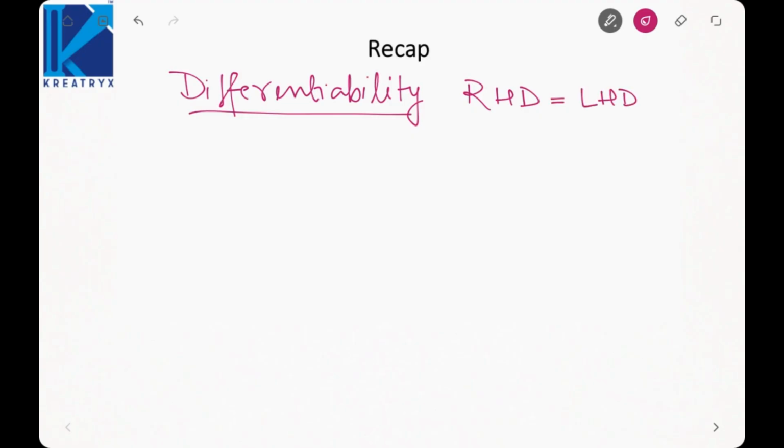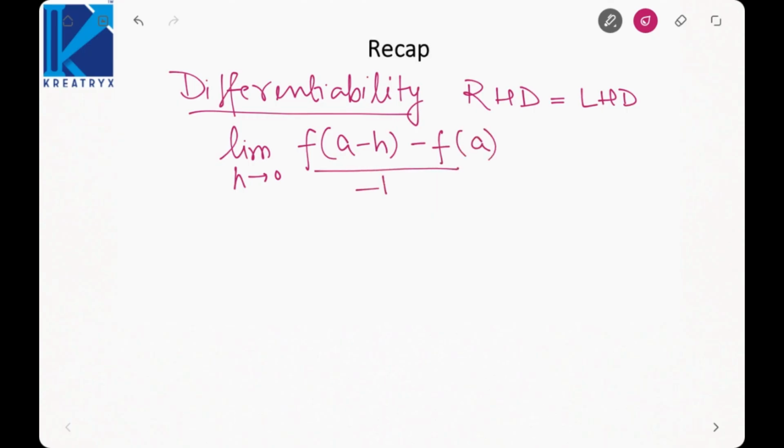So we have to calculate both the derivatives, which means limit h tending to 0, f of a minus h minus f of a over minus h, that is my left hand derivative, should be equal to limit h tending to 0, f of a plus h minus f of a over h. If such a condition holds true, then this represents the derivative of a function.